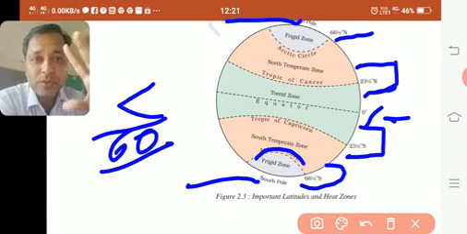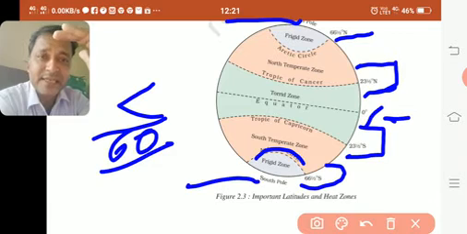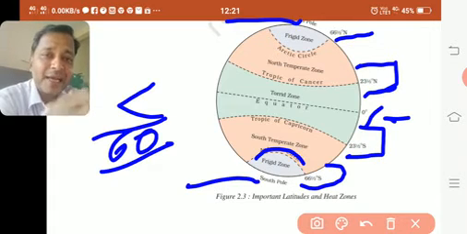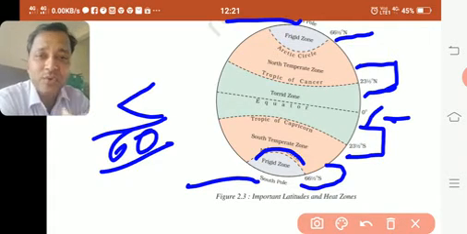5 important latitudes. Topmost is 66.5 degrees north, the Arctic Circle. Then we have 23.5 degrees north, the Tropic of Cancer. Then we have the equator, which is 0 degrees. Then coming down to the south, 23.5 degrees south, we have the Tropic of Capricorn. And last, 66.5 degrees south, we have the Antarctic Circle. Okay, this is about these things.